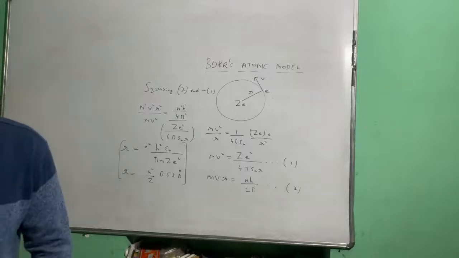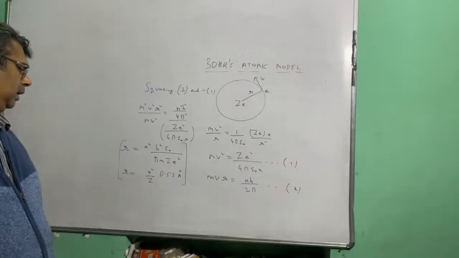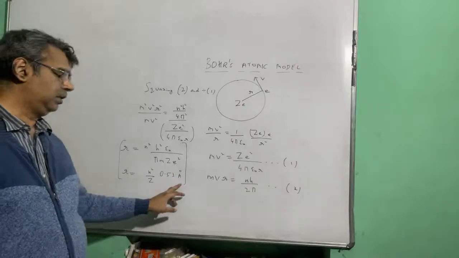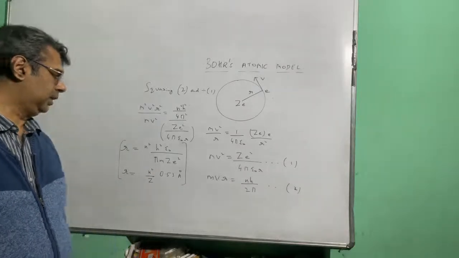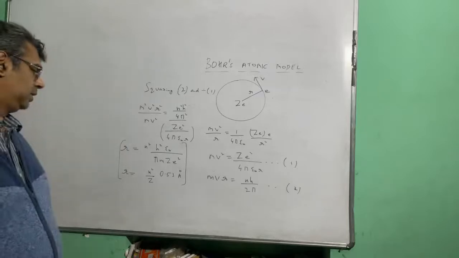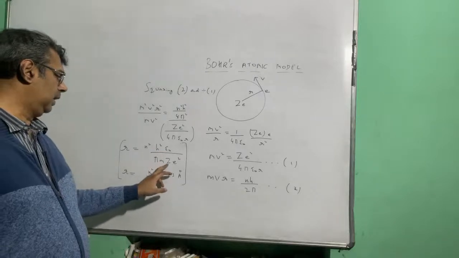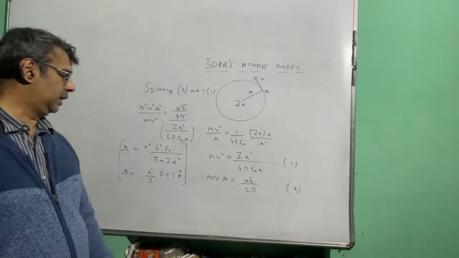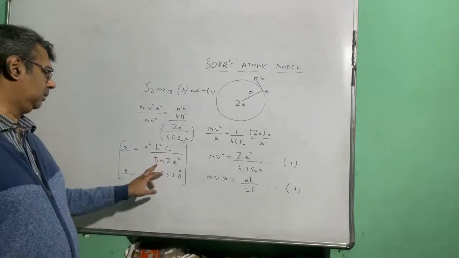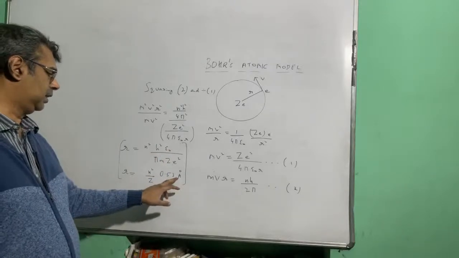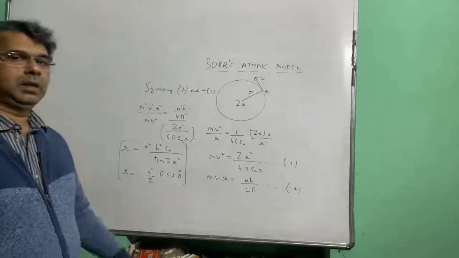This combination, r equal to n square h square epsilon naught by pi m Z e square, gives r is n square by Z into 0.53 angstrom. This is called the radius of the hydrogen-like species. In this formula, the quantity h square epsilon naught by pi m e square, which is 0.53 angstrom, is called the Bohr radius. So r is n square by Z into the Bohr radius.